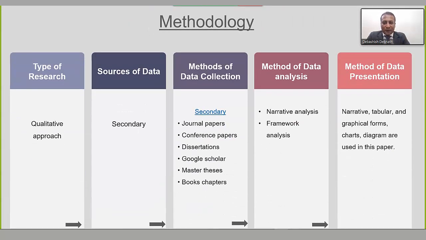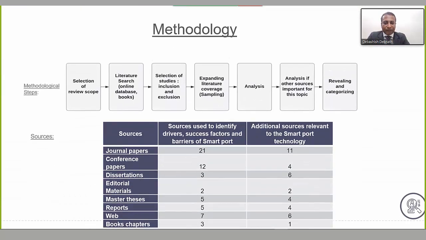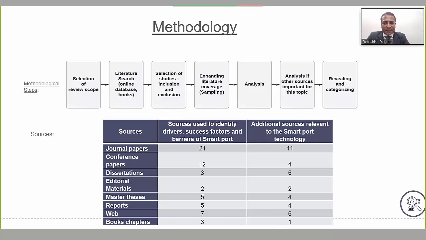Methodology. Type of research: qualitative approach. Sources of data: secondary. Methods of data collection: journal papers, conference papers, dissertations, Google Scholar, master's theses, and some book chapters. Methods of data analysis: narrative analysis and framework analysis. Methods of data presentation: narrative, tabular, and graphical forms; charts and diagrams are used in this paper. Here you can see the methodological steps and sources I used for this report.